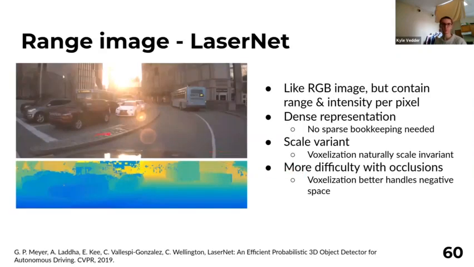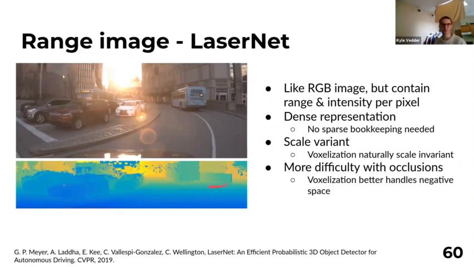So finally, the third representation I'm going to talk about, and this is somewhat different than the previous two, is a range image representation. You can see a picture of this scene and the LiDAR return depth readings. This is placed into essentially a two-dimensional image where color represents depth. So it's like an RGB image, but usually the pixels contain information on range as well as intensity.